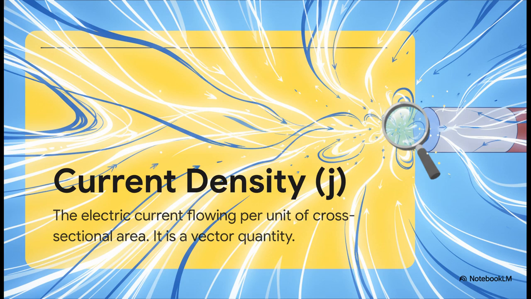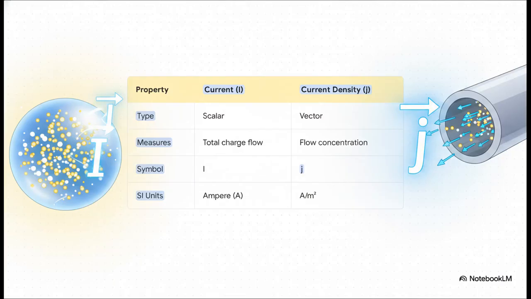Current density, which we call J, gives us a much more granular, a much more detailed picture. Instead of telling us the total flow, it describes the concentration of that flow and its precise direction at any single point inside the wire. Think of it as how much current is packed into a tiny little area. This table really breaks it down for us. You see, current, I, is the big picture. It's the total flow crossing an entire surface. But current density, J, is the microscopic view. It's a vector that tells you the intensity and the exact direction of that flow at one specific spot.